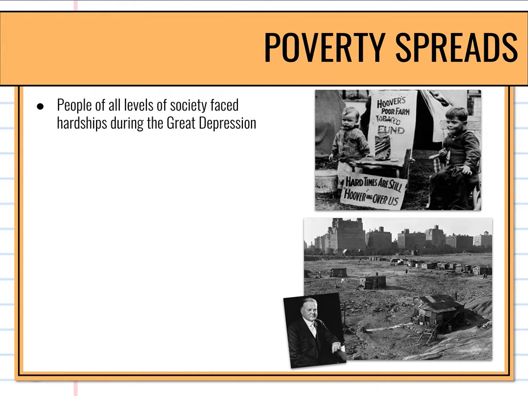Obviously, after the crash, and remember, the crash wasn't the only thing that caused it. There were things building up over time: poor banking, buying on credit, overproduction, and so on and so forth. That leads every level of society to have some sort of impact during the Great Depression. Not everybody went from riches to rags overnight, but there were a lot of people who were severely impacted. And again, like we said, on every level, people felt the effects of the Depression.